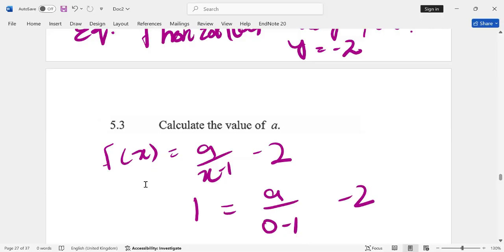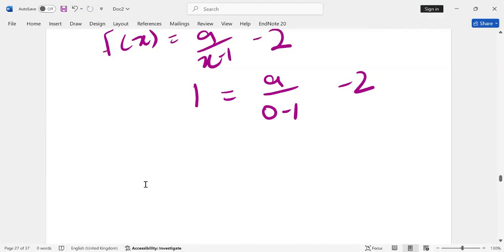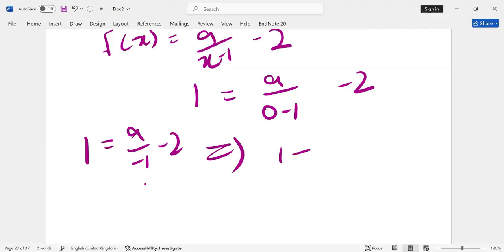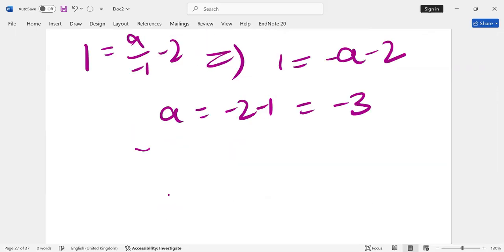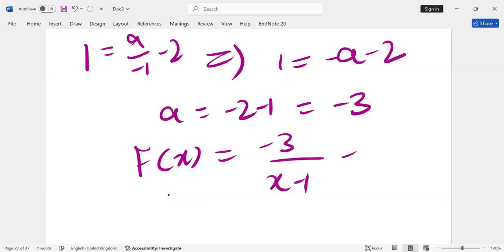Okay. So we just have the value I'm putting over there: 1 equals a by minus 1, minus 2, that is 1 equals minus a minus 2. And so for a, we have a equals minus 2 minus 1. This is equal to minus 3. So the final function we have is f of x equals minus 3 by x minus 1, minus 2. This is the required answer for this question.